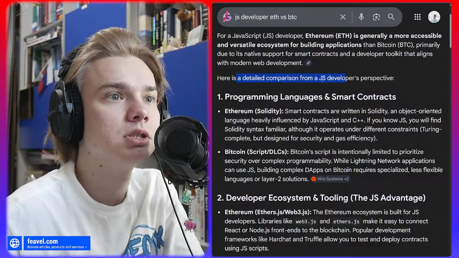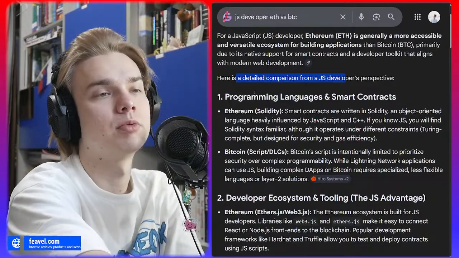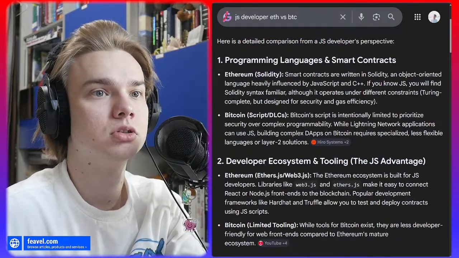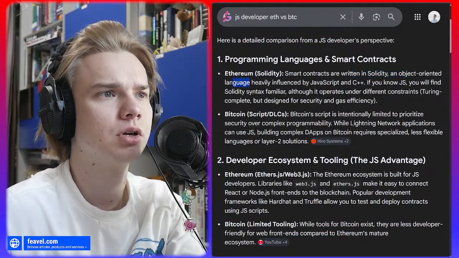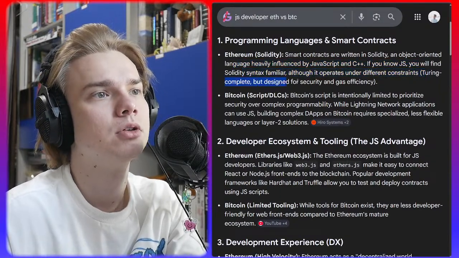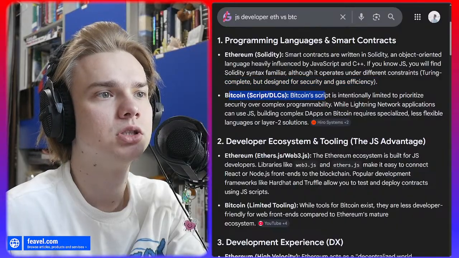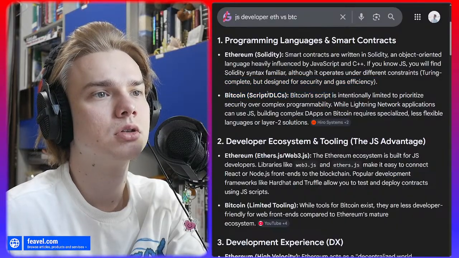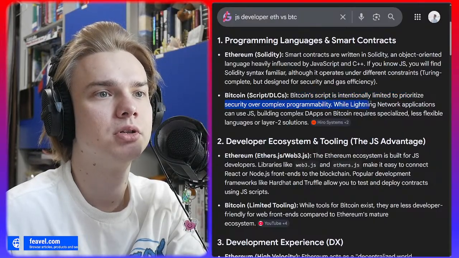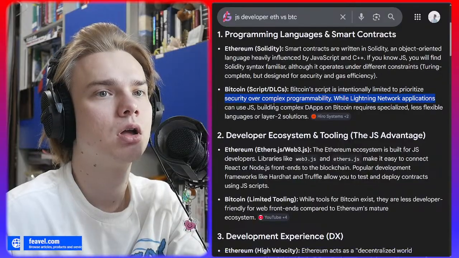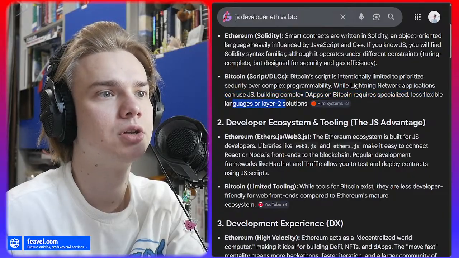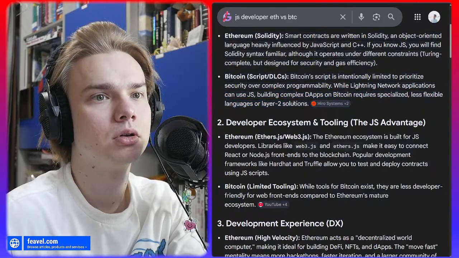Here is a detailed comparison from a JS developer's perspective: programming languages and smart contracts. Ethereum smart contracts are written in Solidity, an object-oriented language heavily influenced by JS or C++. If you know JS, you will find Solidity syntax easy, Turing complete but designed for security and gas efficiency. Bitcoin Script and DLCs. Okay, Bitcoin Script is intentionally limited to prioritize security over complex programmability, while Lightning Network applications can use JS. Building complex dApps on Bitcoin requires specialized, less flexible languages on layer 2 solutions. Okay, cool.